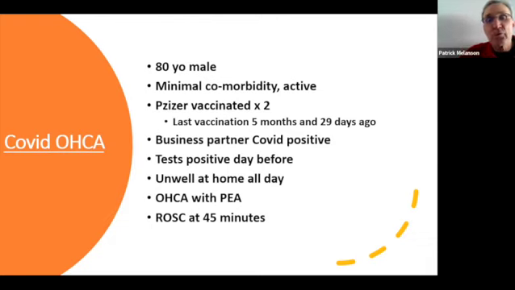He had symptoms for 2 or 3 days. He tested positive the day before. He was unwell at home all day, and then Urgence Santé was called. He was found to be in PEA arrest when they arrived. They attempted resuscitation for 45 minutes, and then they got ROSC and transferred him to the emergency department.